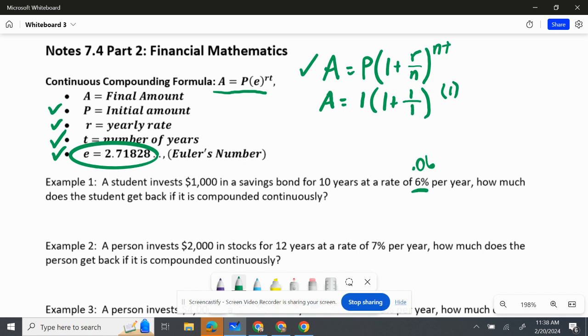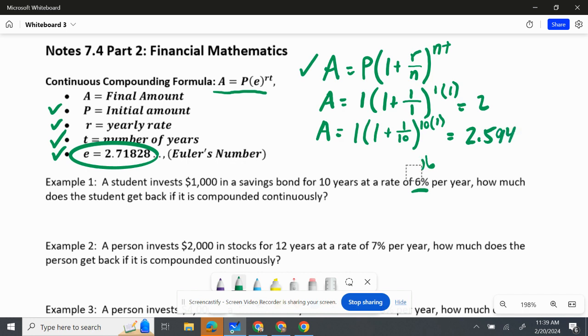If our compounding is 1, then what we have is 1 over 1. So 1 plus 1 is 2, raised to the 1 is just 2. Now our next one, if we compound 10 times per year, what we get is 10, and then we raise it to the 10 times 1. Once again, we're keeping all our variables the same, except for the n's.